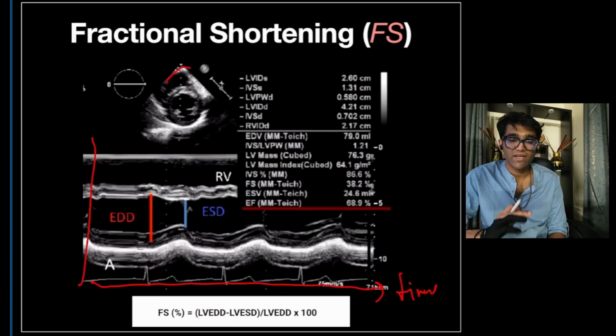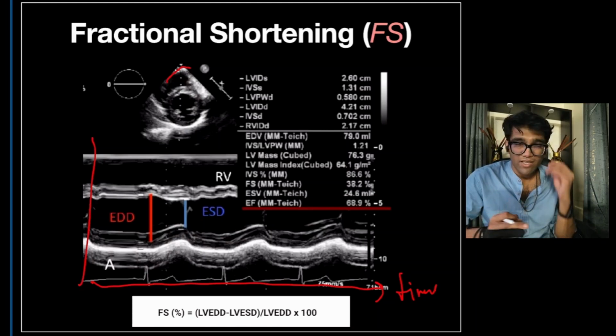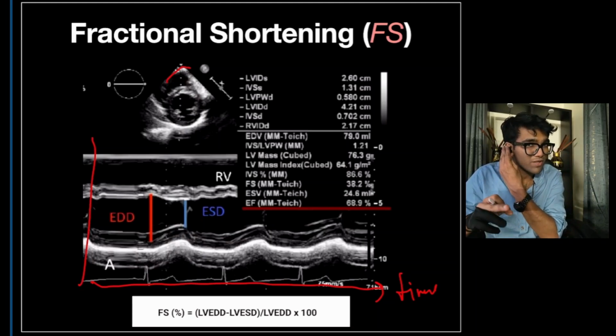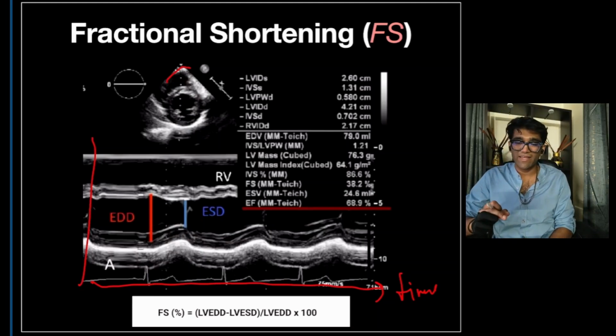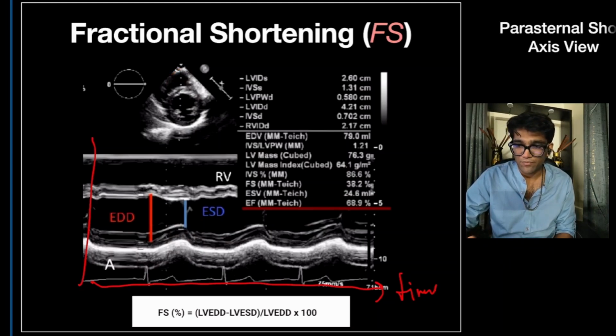But again, we are taking a one-dimensional cut through a two-dimensional slice of a three-dimensional structure. So obviously it's not a very sound measure, but it does give you an idea. And this will be seen in the parasternal short axis.